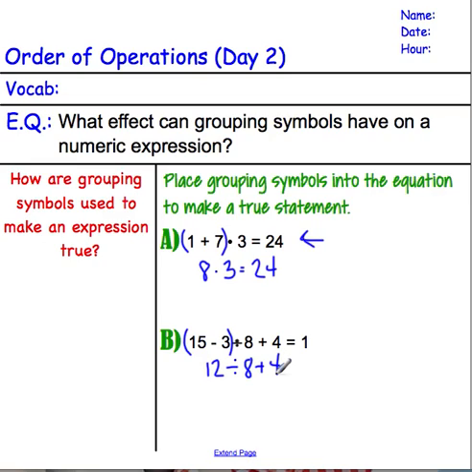But I know that if I take a number and divide it by itself, I'm going to get 1. So therefore, I'm going to keep my parentheses here, but in this case, I'm going to add a second set here and see if that helps me out. 15 minus 3 is 12, and we have my division sign, and 8 plus 4 is 12. And if I take 12 divided by 12, I get 1, so I know that I did this correctly.